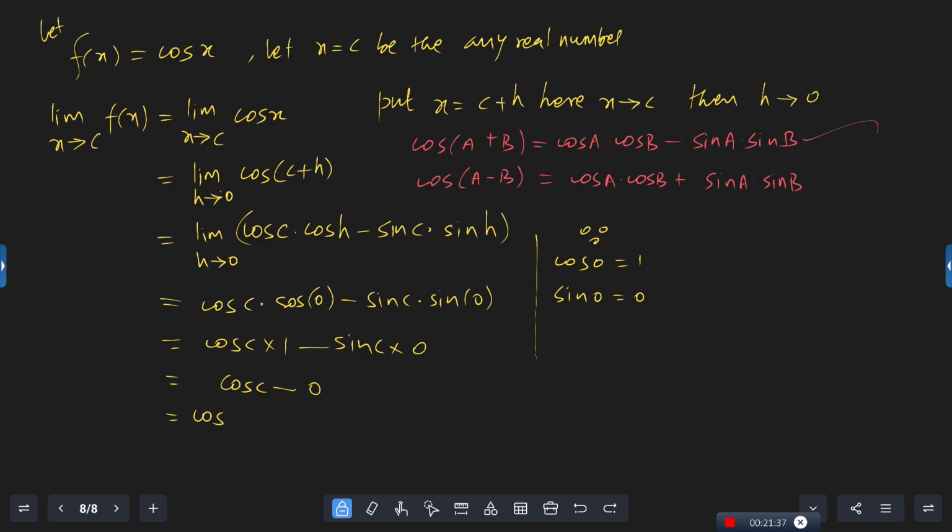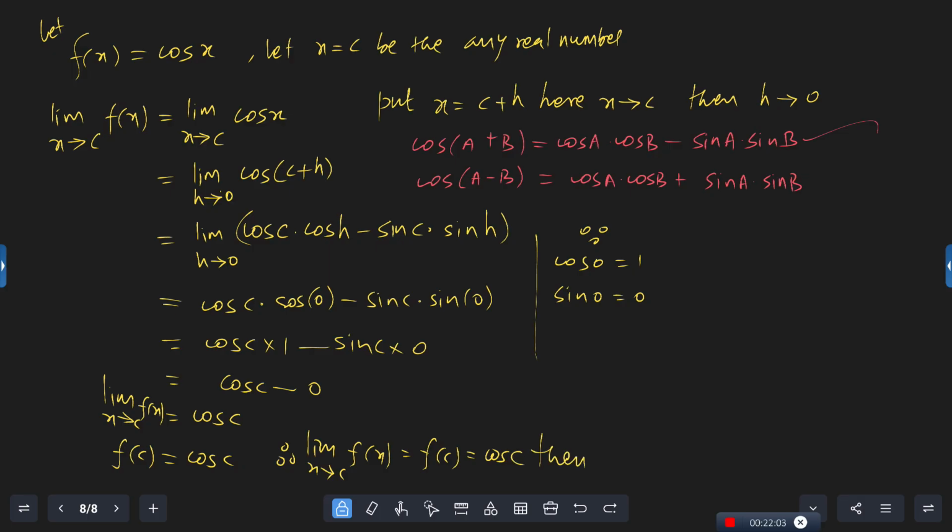So what I am getting is cos c, my limit value. This is the limit as x tends to c of f of x. Now, what is the function value? Directly I apply c in the question, so instead of x it becomes c. So both are equal now. Therefore, the limit value as x tends to c of f of x and the function value at c are both equal to cos c.